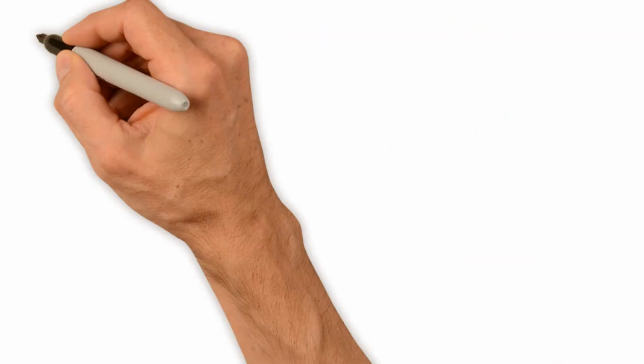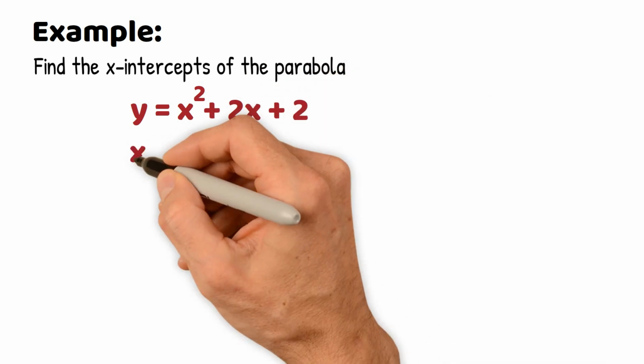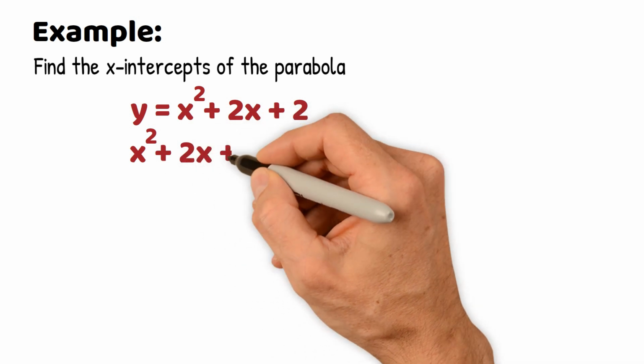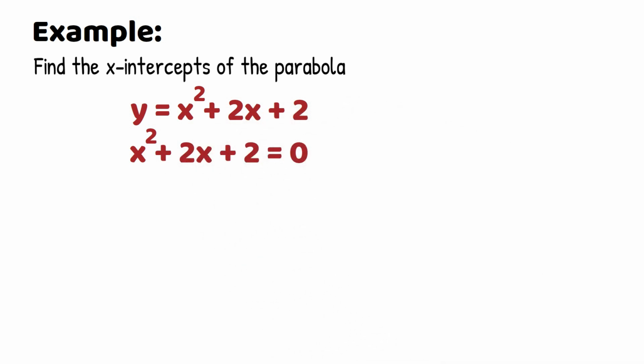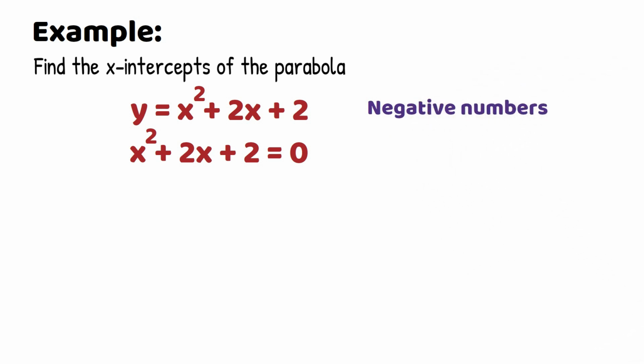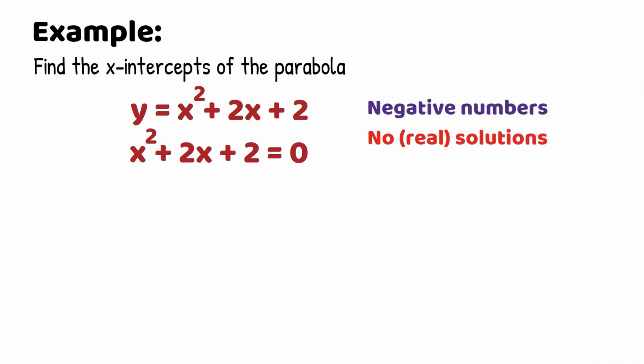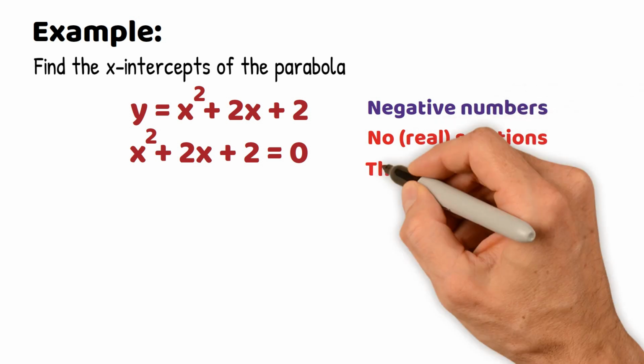Second example. Find the x-intercepts of the parabola y equals x squared plus 2x plus 2. We need to solve the quadratic equation x squared plus 2x plus 2 equals 0. When we try to use the quadratic formula, we will note that we will get radicals of negative numbers. So the quadratic equation has no real solutions, which means that the parabola does not intersect the x-axis anywhere, so there are no x-intercepts.